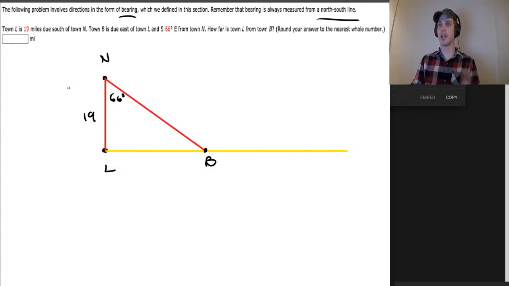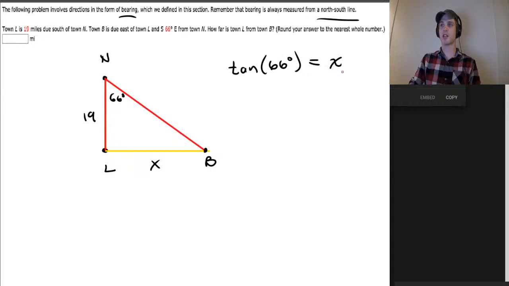So we want to know how far town L is from town B, the length of this side of this triangle here, which I'll call x, since we don't know what it is. I can see that x is opposite of 66 and that 19 is adjacent to 66. The tangent of 66 is going to be x over 19, since it's opposite over adjacent. So I can use this equation to solve for x.